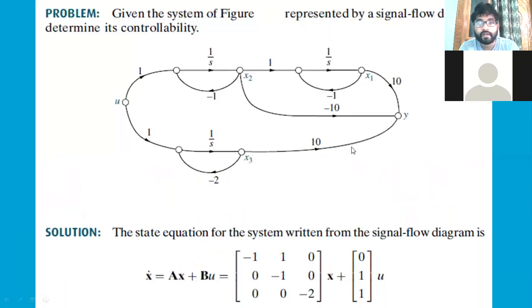See here, one more example I am considering. This is also represented in parallel form only, but what is the difference? Here the roots are repeated. There is a -1 root. It is repeated. So we will get a Jordan block like this.